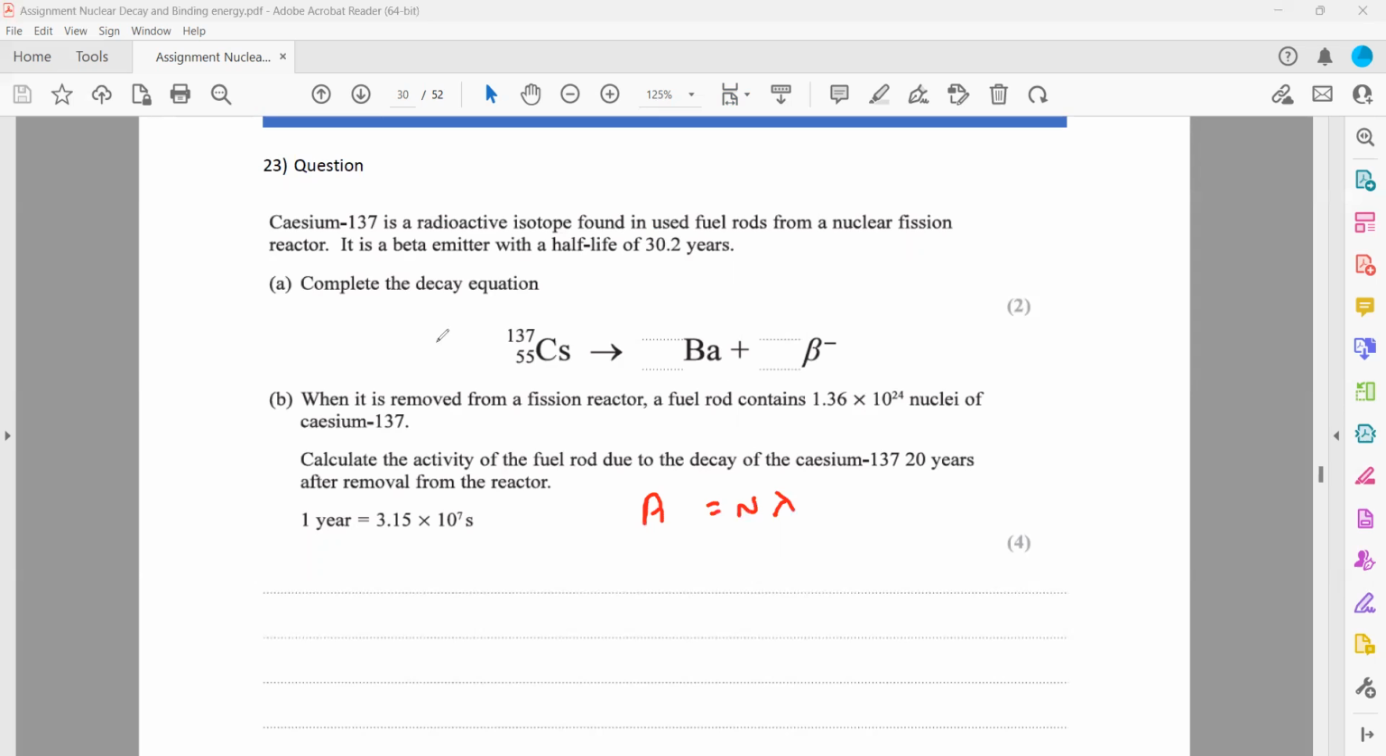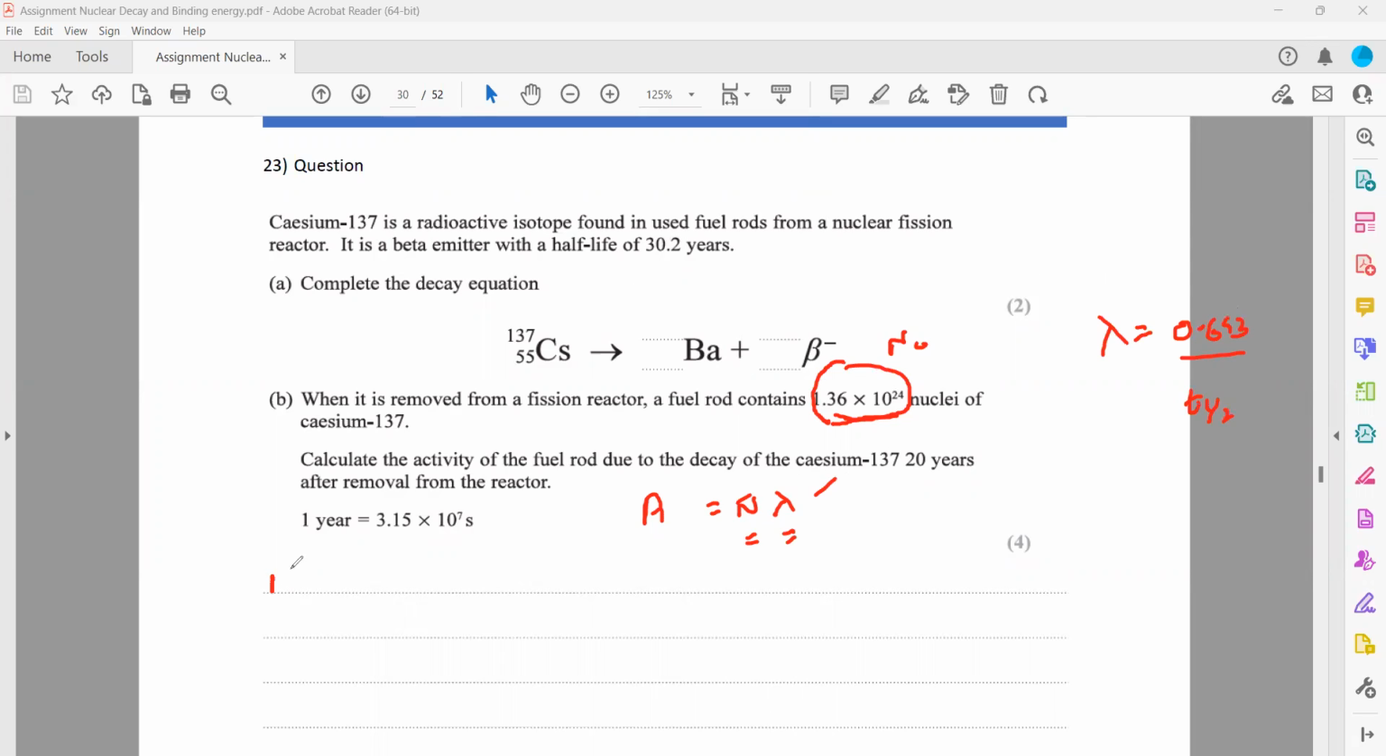So first, when it was removed, the fuel rod contained 1.36 × 10^24 nuclei, and we calculate the activity of a rod due to the decay of cesium 20 years after removal. So first, when we remove it, this was the original number of nuclei present. We will find after 20 years how many nuclei will be there, and that will be equal to this N. And to work out lambda, the decay constant lambda equals 0.693 over half-life, so we can work out lambda as well.